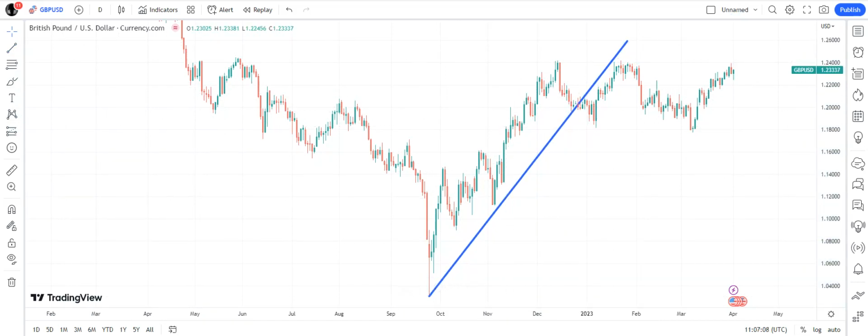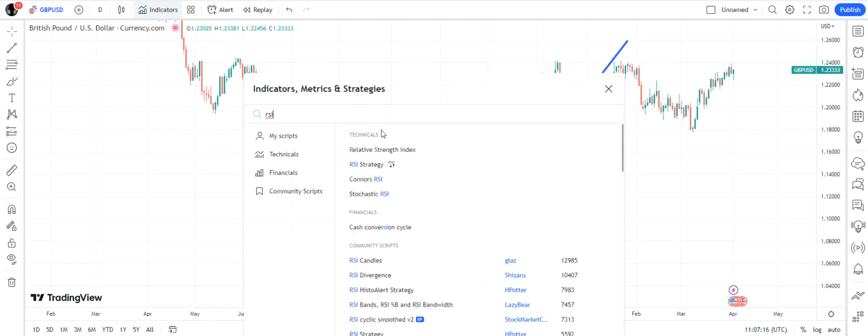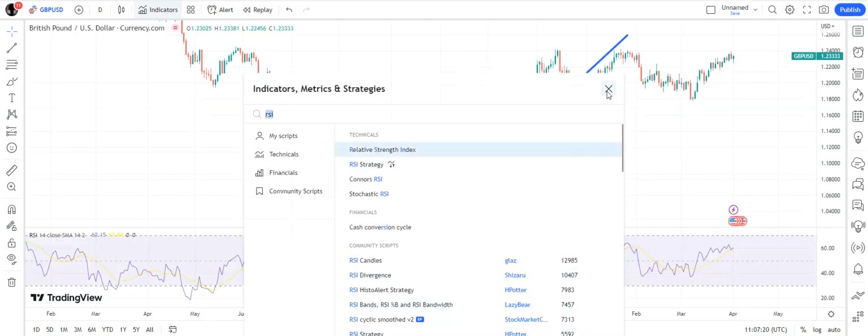Use Tradingview technical indicators. Tradingview offers a range of technical indicators, such as RVI, MACD, RSI, and Bollinger Bands. Use these valuable indicators to confirm your analysis.